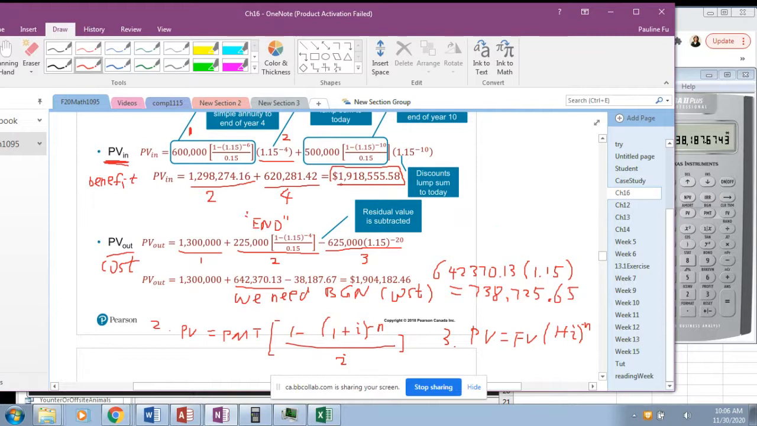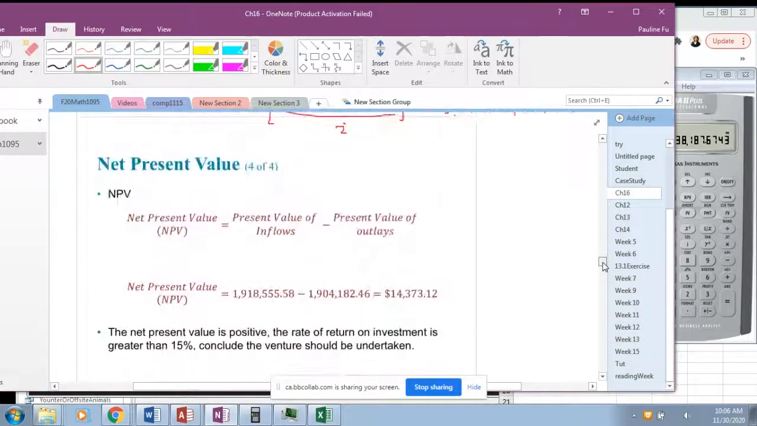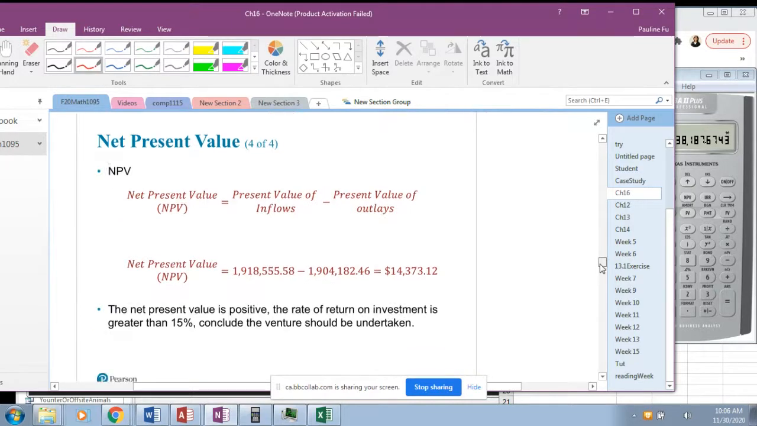And then you compare the money in with the money out. You make a decision. Okay, so this is this question. The net present value is positive. So the rate of return, we conclude the venture should be undertaken. So that concludes the net present value for session 2 of chapter 16.